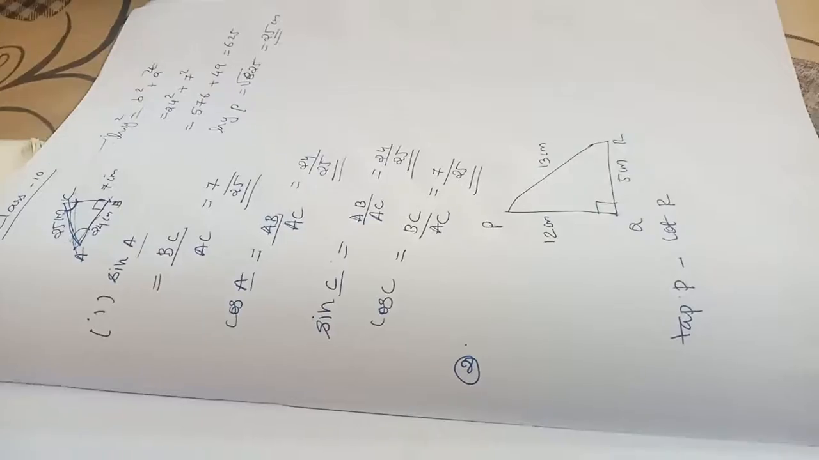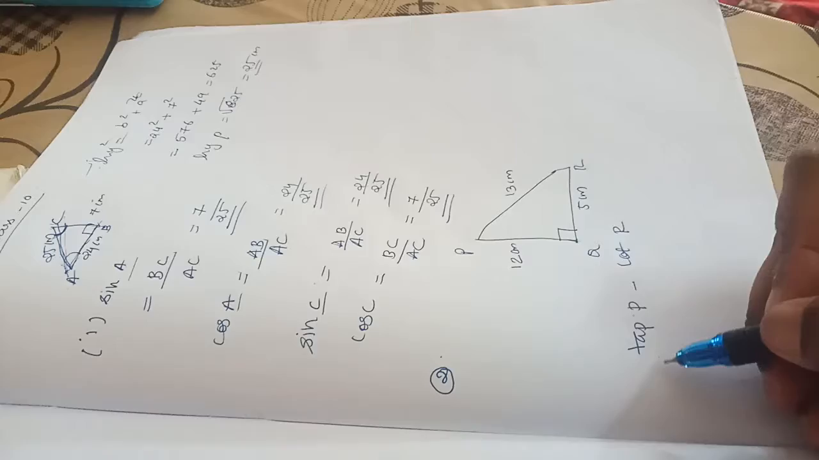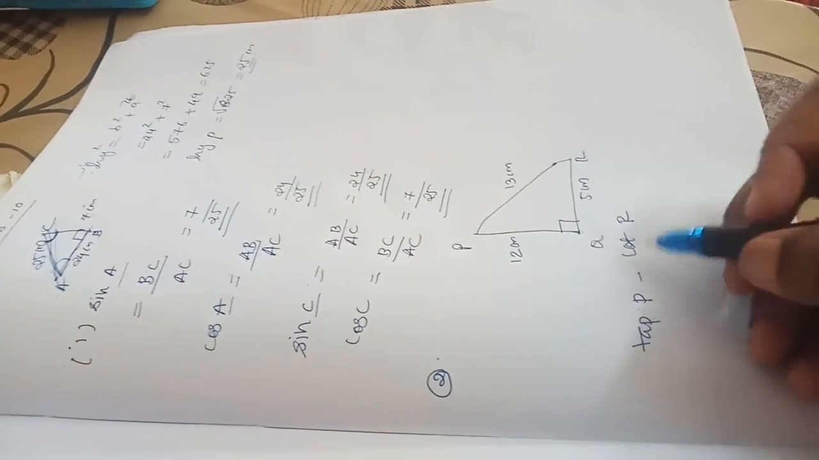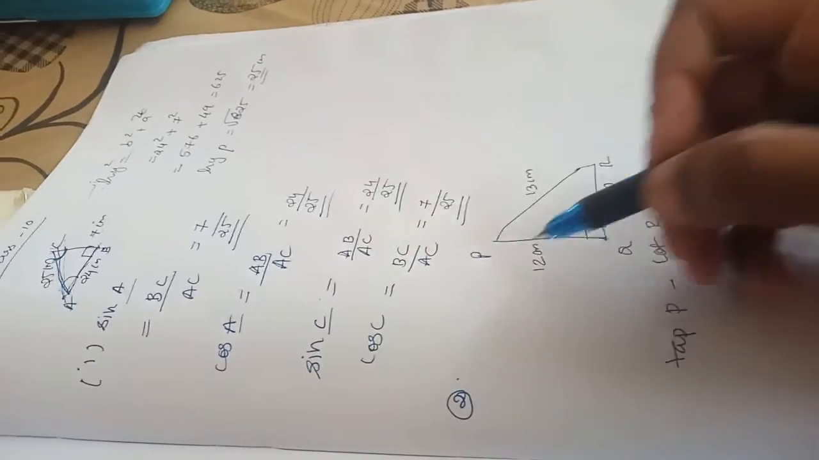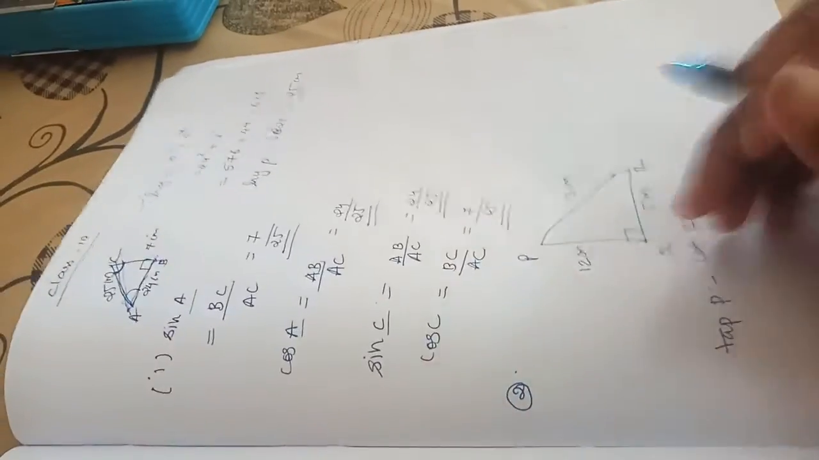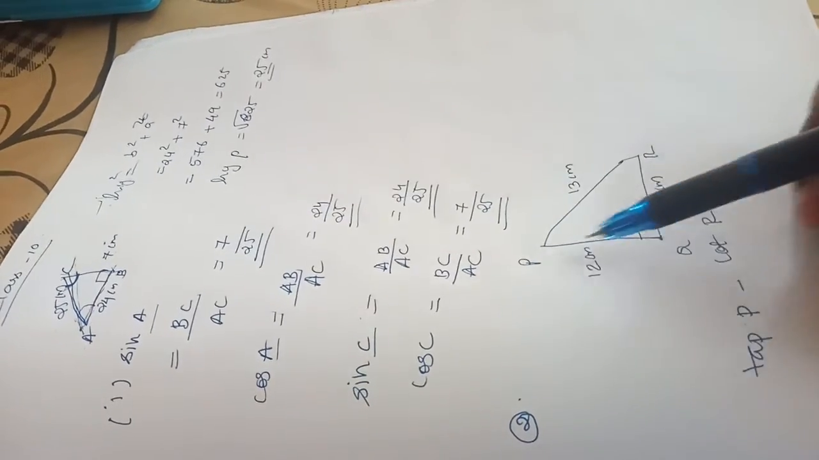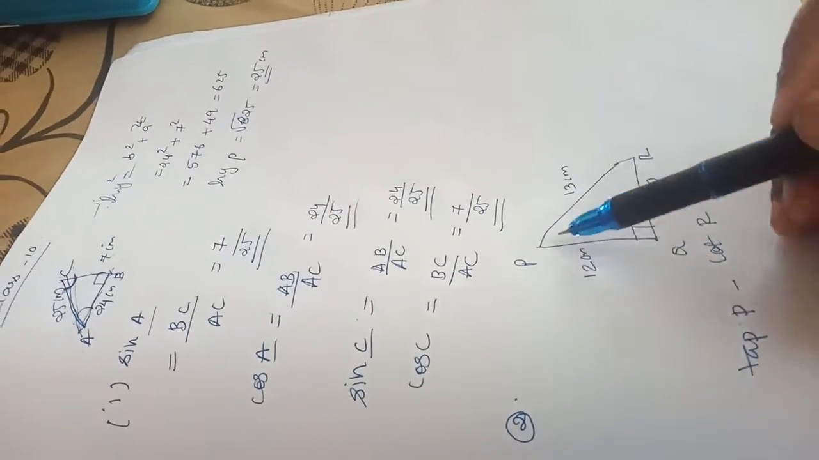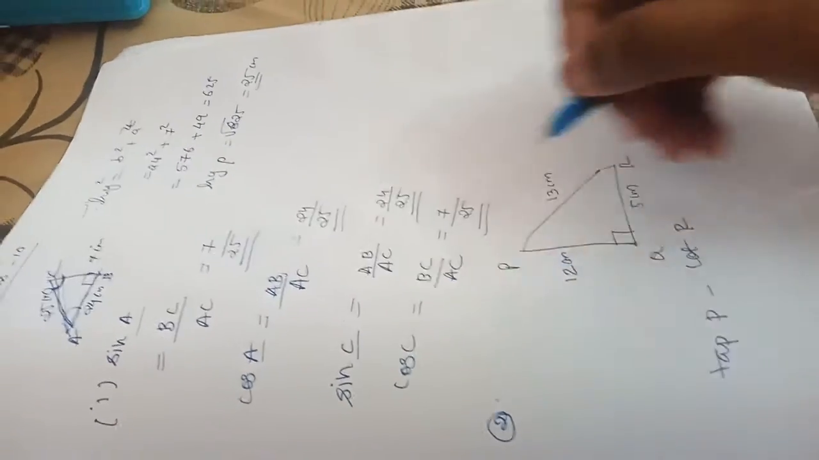So if you want to calculate tan P minus cot R, first you should calculate tan P, then you should calculate cot R. Correct? So in this figure, if any of the sides are not given, you should find out those sides. I think QR is not given, so by applying Pythagoras theorem, hypotenuse square 13 square minus 12 square, you can find out QR. That you should do yourself.